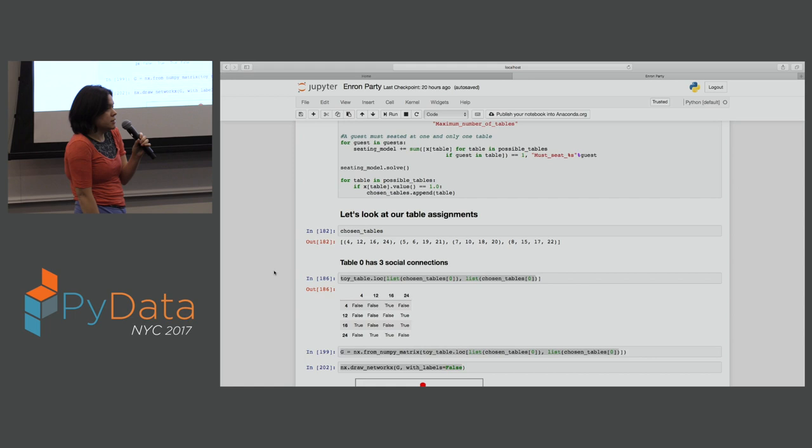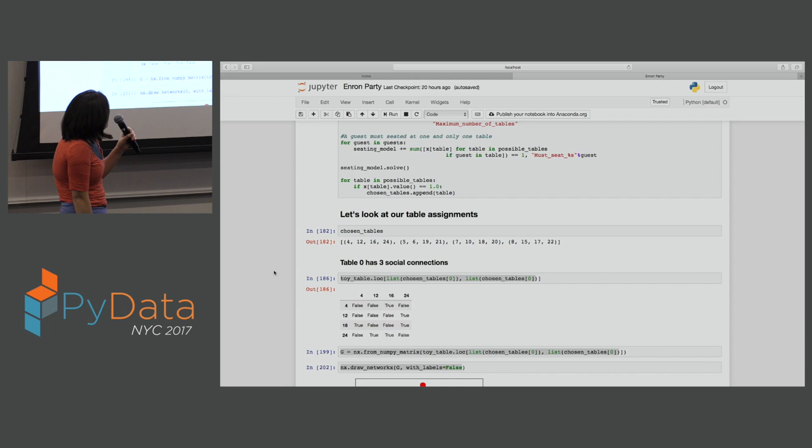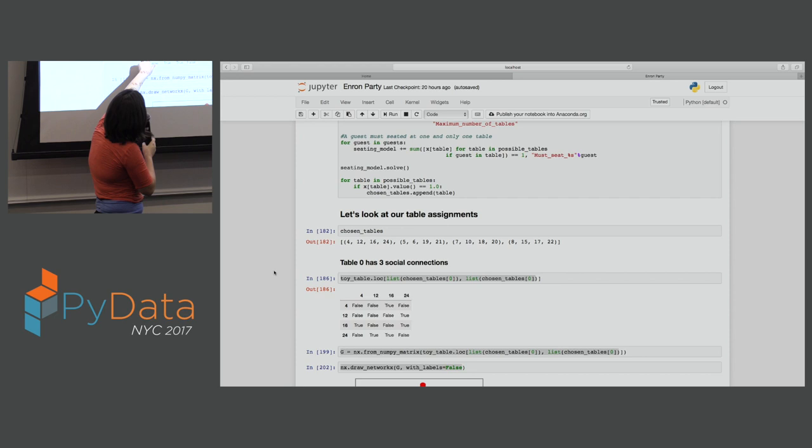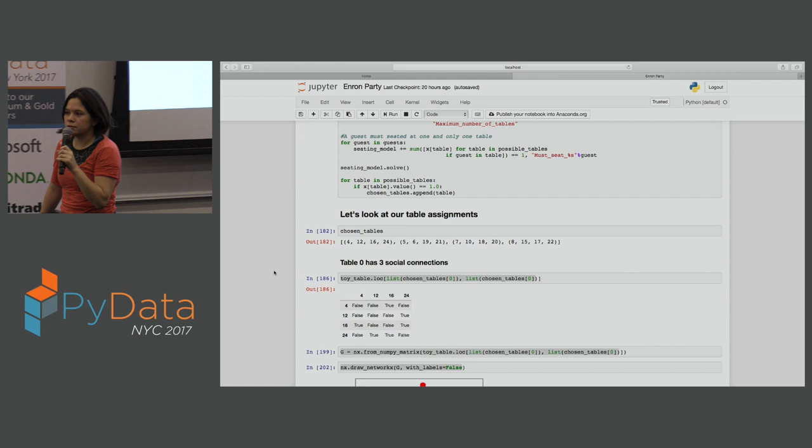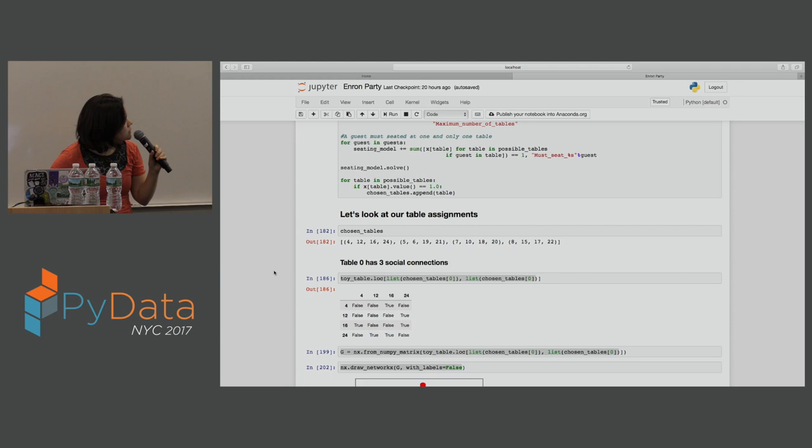Table zero has three social connections. Person number four knows one person. Person number 12 knows number 24. Person 16 also knows person number 24, and person number 24 knows two people. With NetworkX, I can visualize this network. So two people only know one person, and two people know two people.